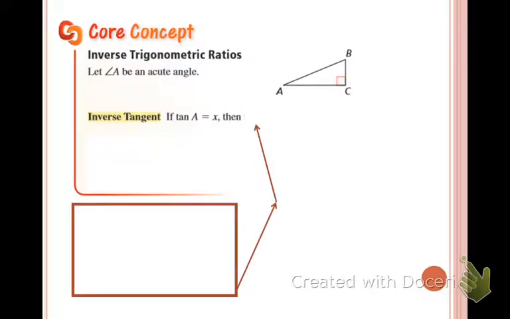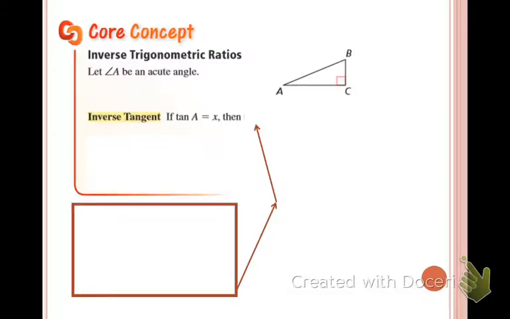We talked about inverse already. The inverse of tangent: let angle A be an acute angle. If tangent of angle A equals x, how would I get angle A by itself? What would I have to do to tangent? What's the opposite of tangent? It's written on the screen in yellow. Inverse tangent. I'd have to use the inverse tangent, which looks like tangent to the negative 1.